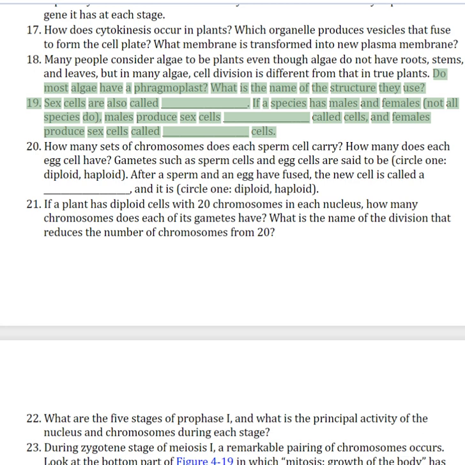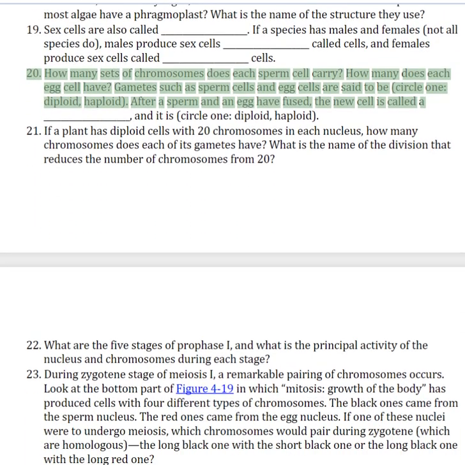19. Sex cells are also called what? If a species has males and females, males produce sex cells called what cells, and females produce sex cells called what cells? 20. How many sets of chromosomes does each sperm cell carry? How many does each egg cell have? Gametes such as sperm cells and egg cells are said to be what? After a sperm and an egg have fused, the new cell is called a what?